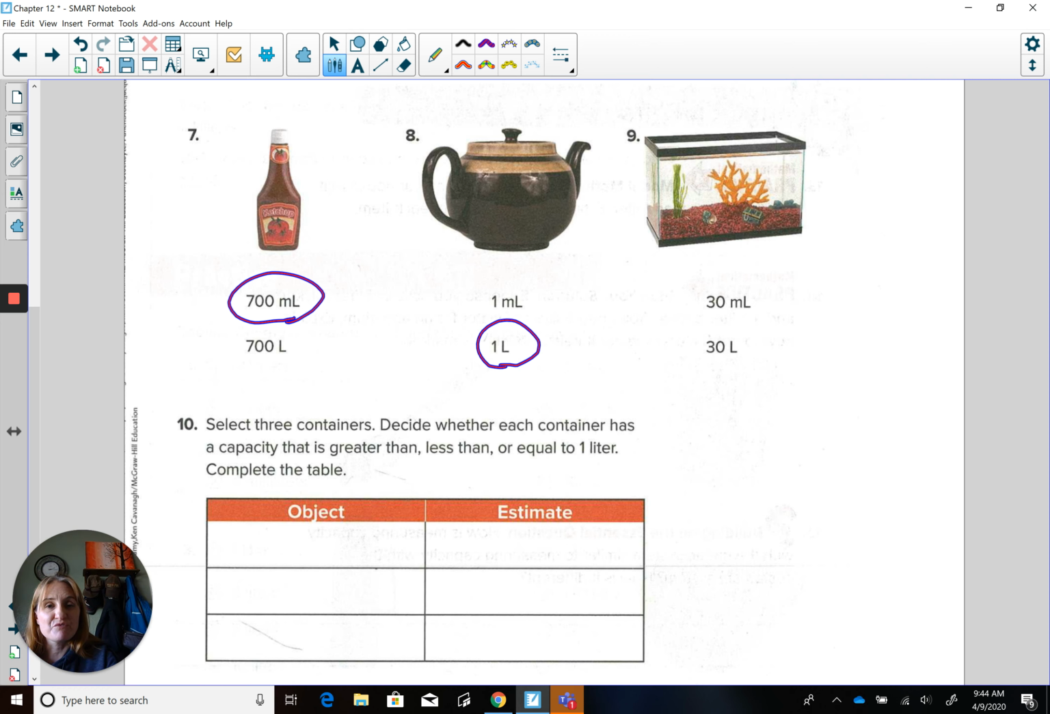How about this fish tank? Would it hold 30 drops, till we get to 30, or would it be 30 of my water mugs? So I think this is what you chose. Awesome. We're not going to do this one down here.